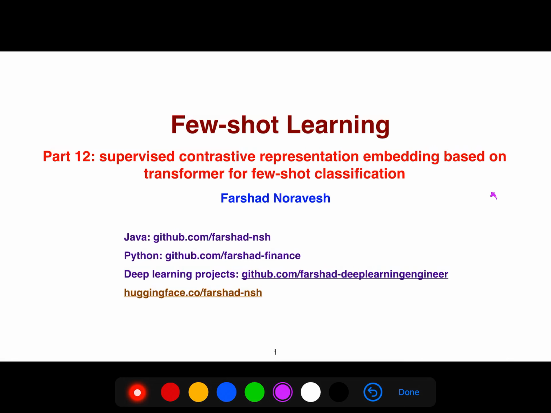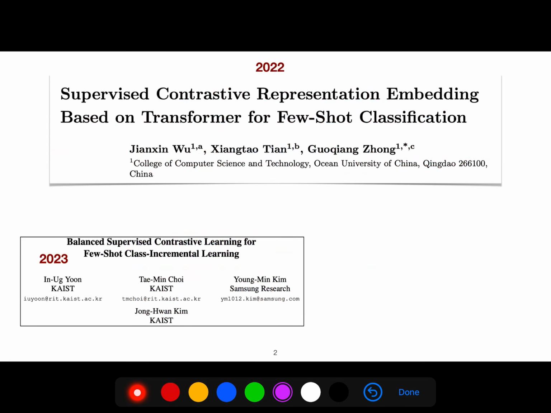Well, in this lecture, I'm going to be explaining another important article for few-shot learning, and we use contrastive representation. But contrastive learning, you can implement it in a supervised setting or in a self-supervised setting. But here in this article, they focus on supervised contrastive learning, and they use the transformer and classification. So I'm going to be focusing on this paper from 2022.